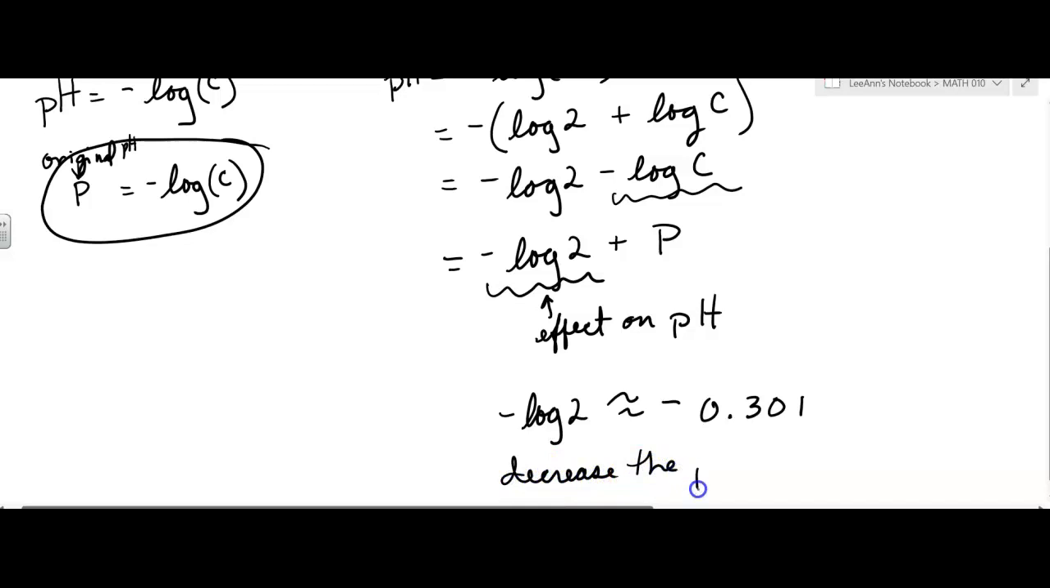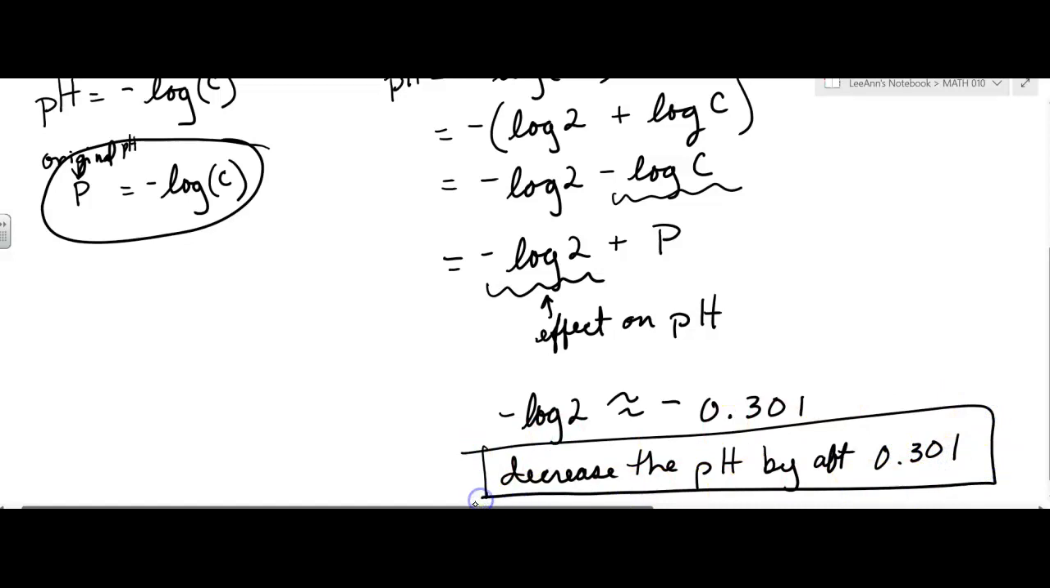the pH by about 0.301. Okay, that was the effect then. It's going to lower the pH and it's going to lower it by about 0.301.